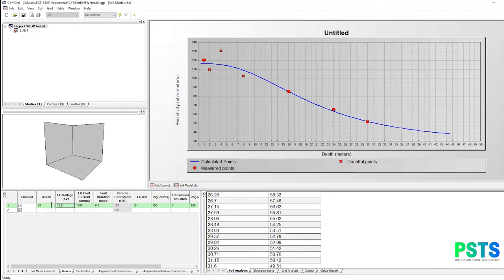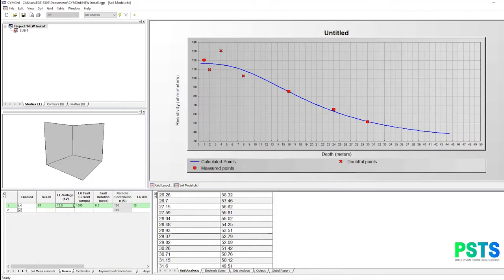If you look at the buses now, we say, okay, this is 13.8 kV. My fault current, my short circuit current, let's say it's 8,000 amps. My fault duration, 0.5 seconds. X over R ratio of my short circuit. And that's what we have filled in now.